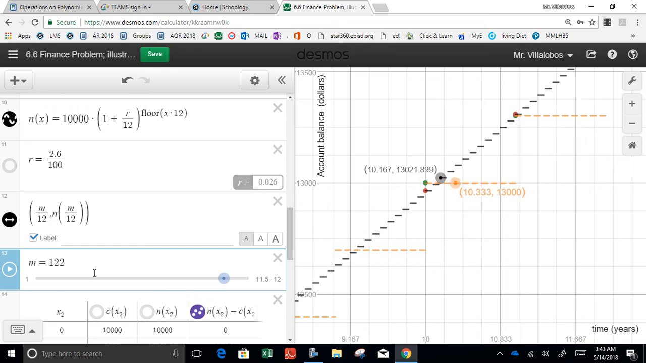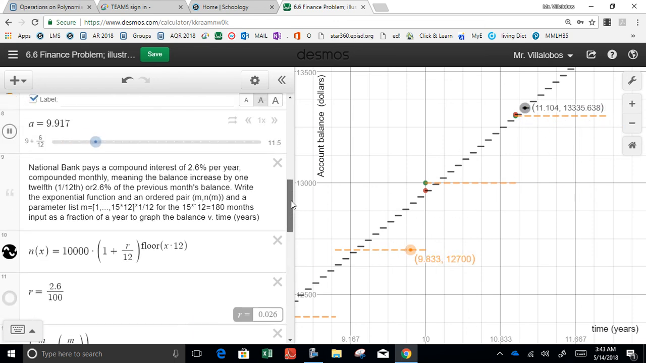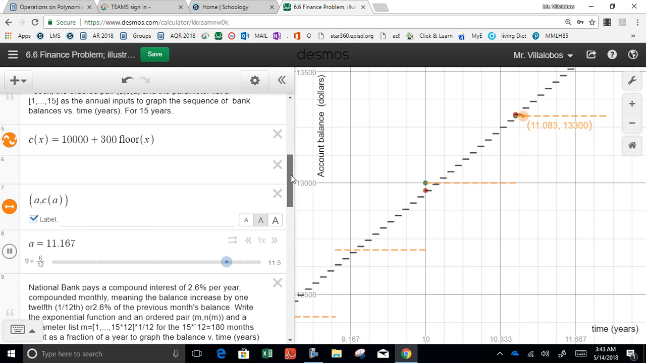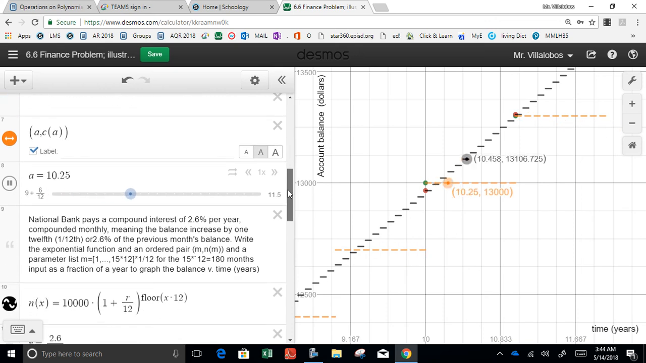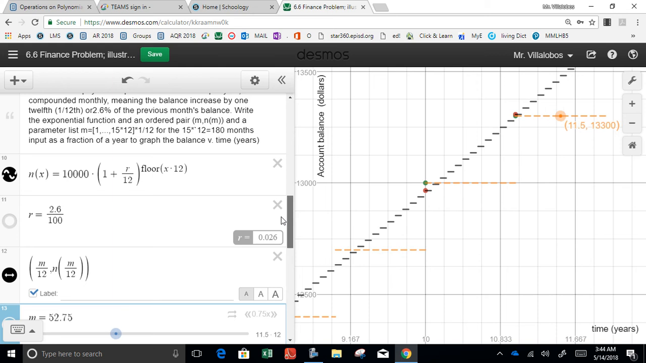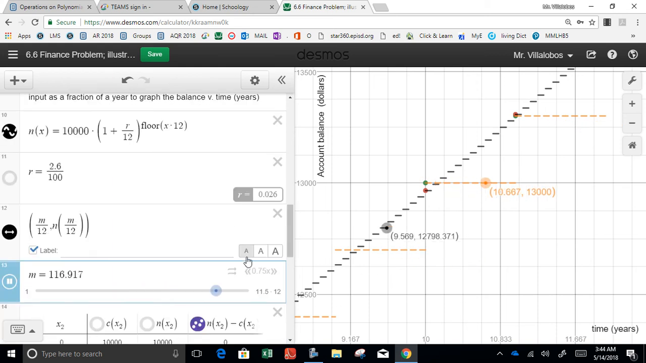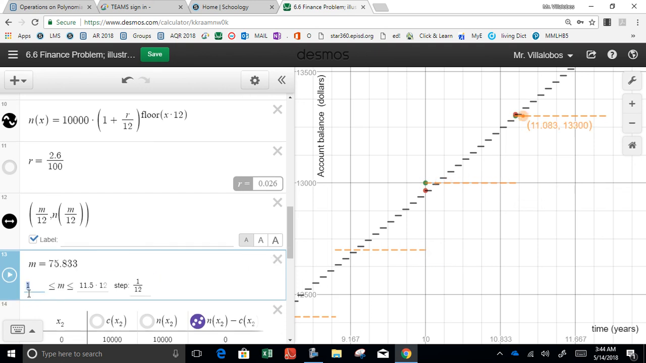So I would say that's when the balance became here. And why is that so much faster? I don't know. Slow down. I see.